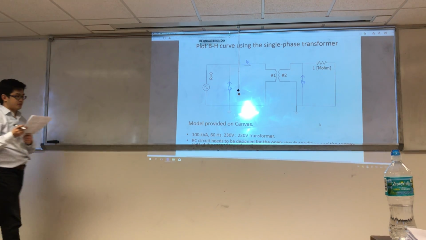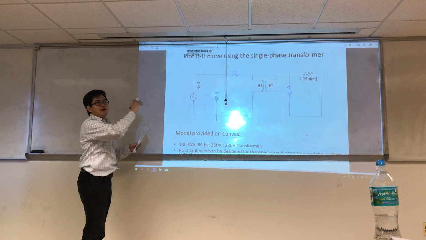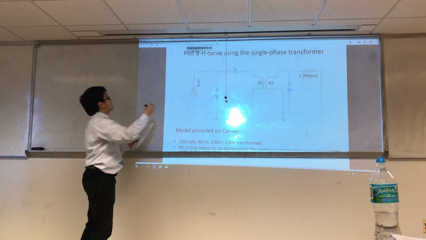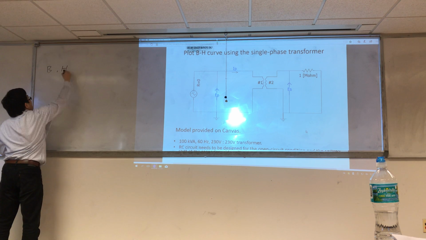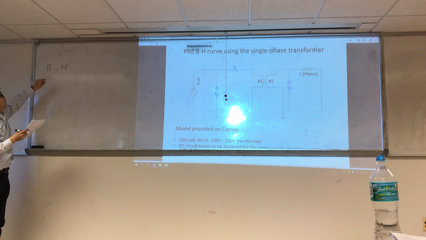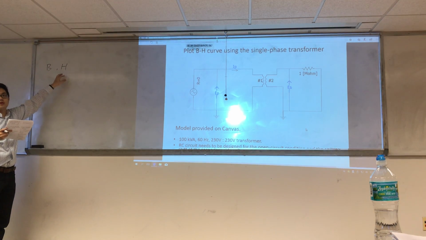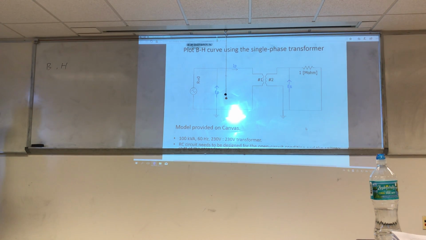Okay, plot the pH curve. So when you plot the pH curve, we can just plot B and H directly, right? But in the real world, it's hard to measure B and H. So we need to use other measurements to replace B and H, like voltage and current.